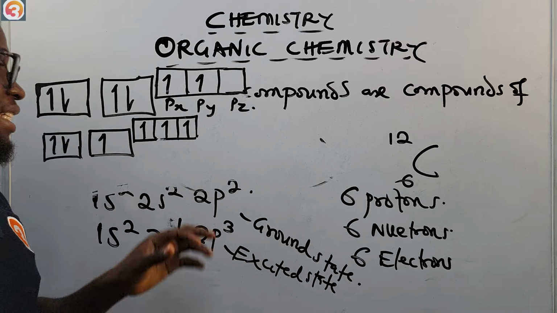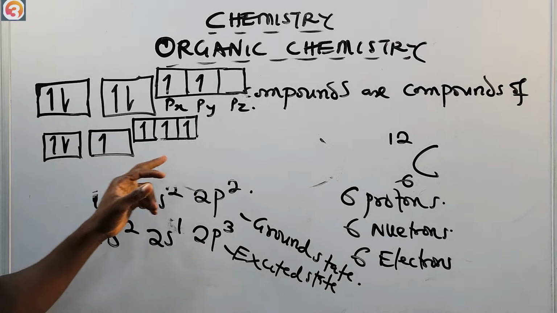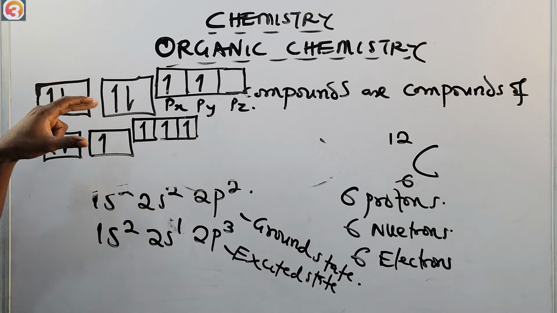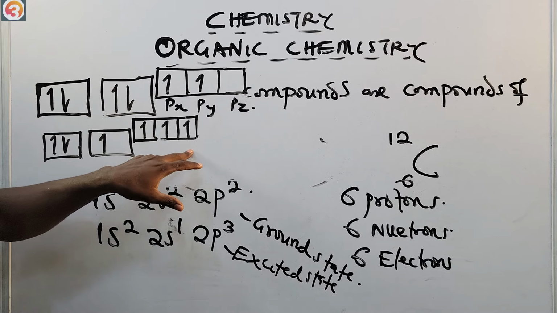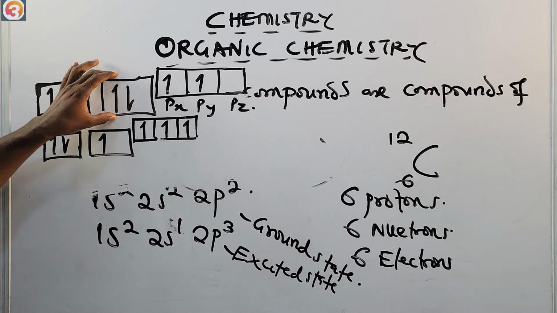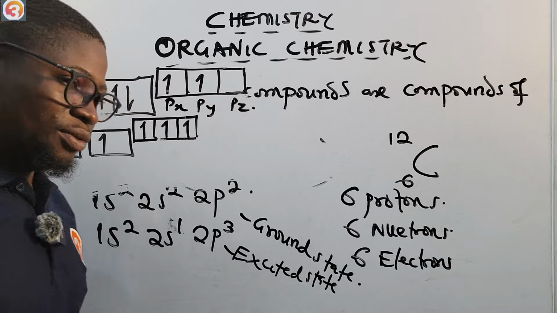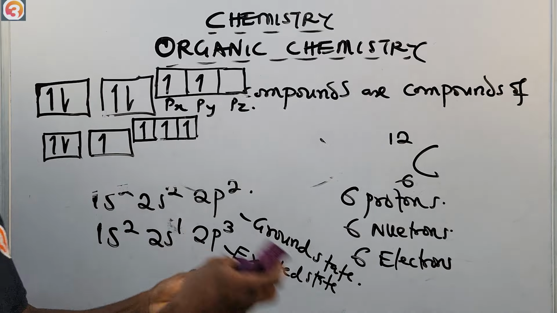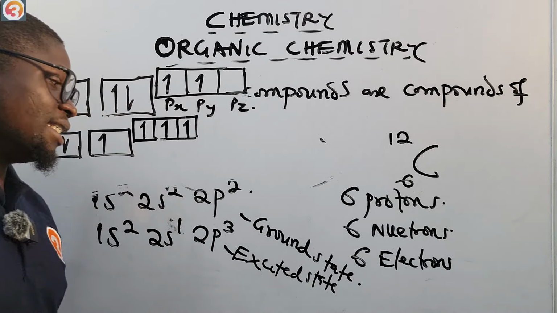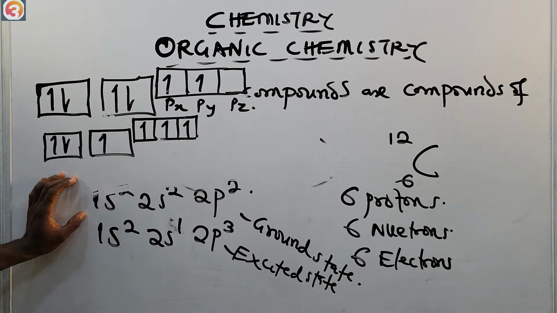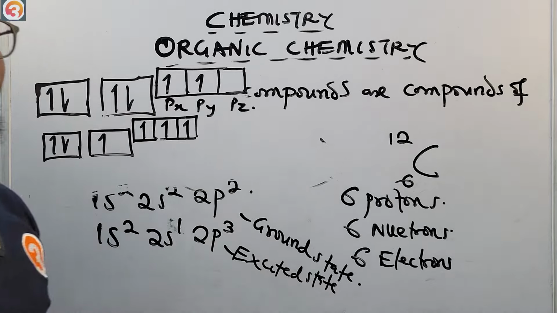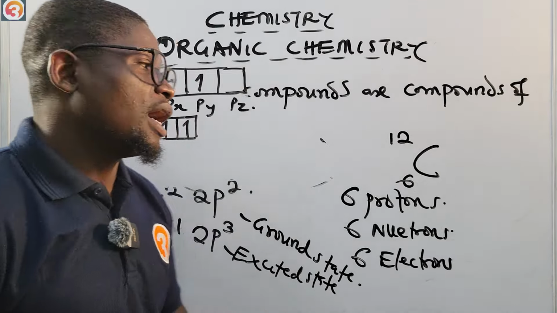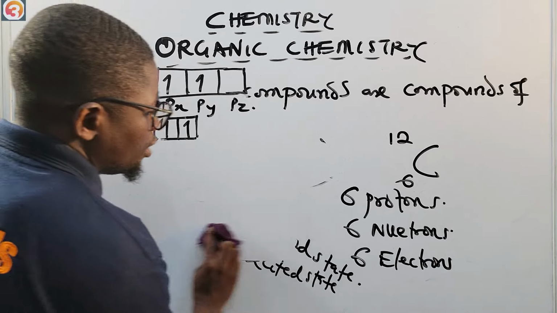Another thing to know is that this excited state is very unstable, so definitely this electron that was promoted will collapse back to the s orbital, and a large amount of electromagnetic radiation will be released. That is just by the way. But what you should know here is the ground state electronic configuration of carbon and the excited state electronic configuration of carbon. If you do not understand what electronic configuration is about, go and watch our videos on electronic configuration.